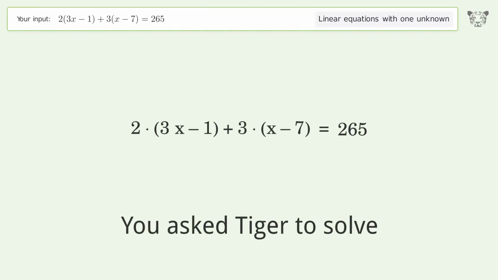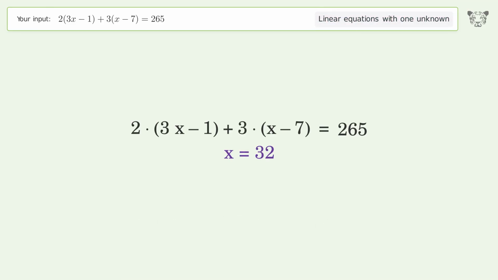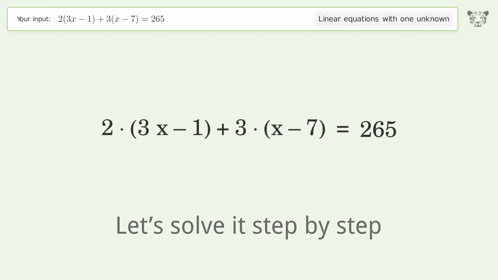You ask Tiger to solve this. This deals with linear equations with one unknown. The final result is x equals 32. Let's solve it step by step.